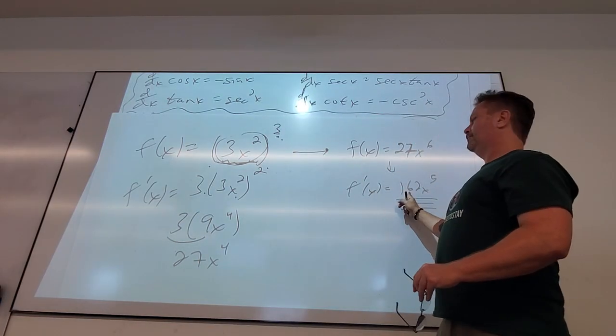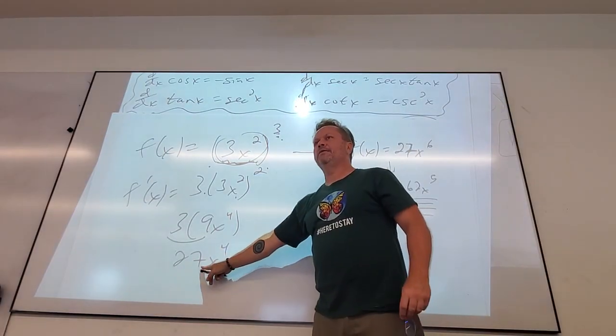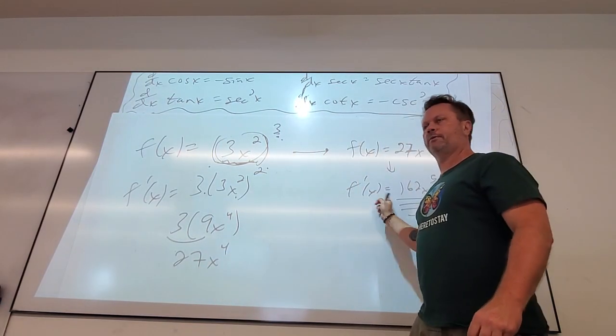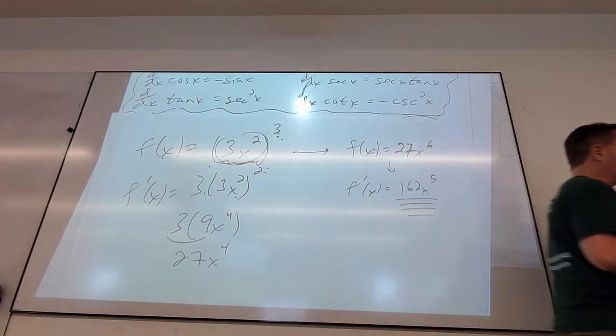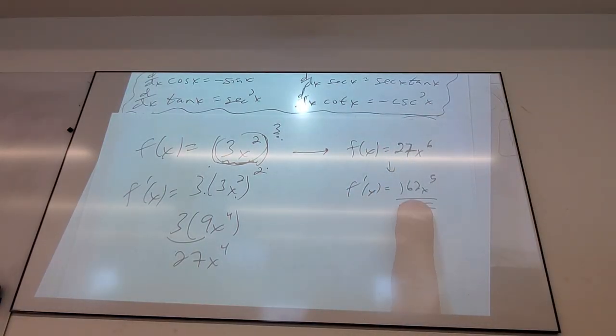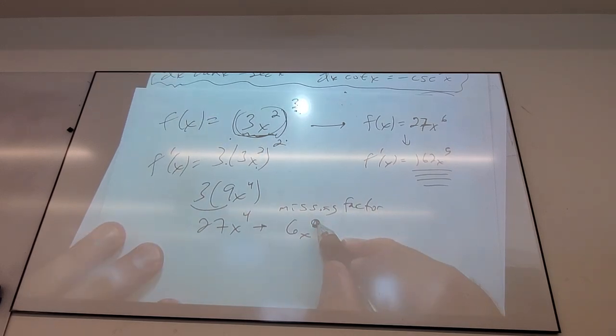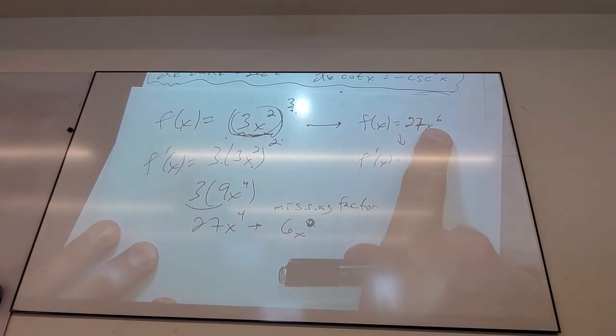Considering where this came from, does anyone see exactly what factor I am missing to make this answer the same as this? What am I missing? You could do it. Where did 162 come from? 6 times 27. Okay, so what factor am I missing? A 6, and how many x's? 2. I'm missing 6x squared, yes? Oh, I'm sorry, 1. I'm just missing 1x. Not from this, but from this, yes?